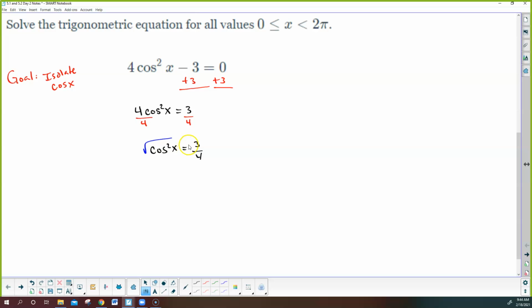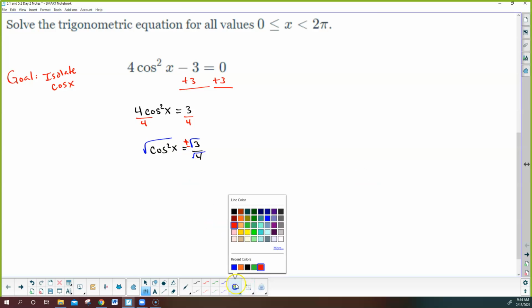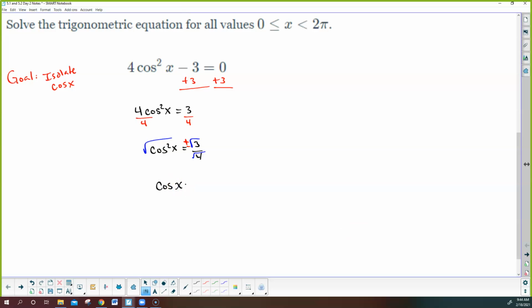So the way we get rid of a square is we can square root both sides. And one of the properties of fractions is you can square root the numerator and denominator by themselves. But you do have to remember, anytime you take the square root, you could get a positive or a negative answer. So that's where we're going to get all 4 quadrants to be present. So I get cosine of x is equal to plus minus the square root of 3 over the square root of 4, which is 2.